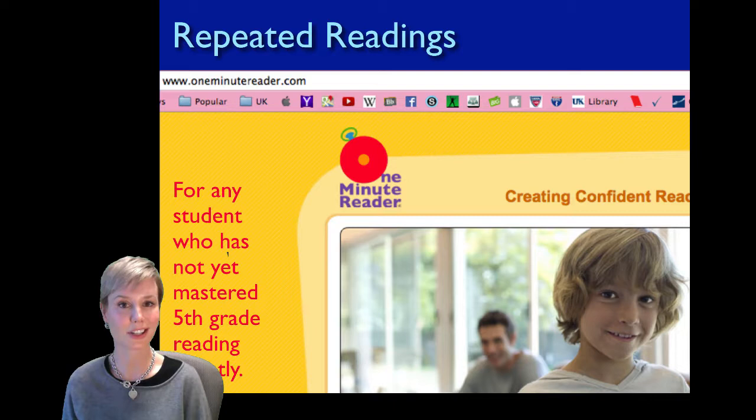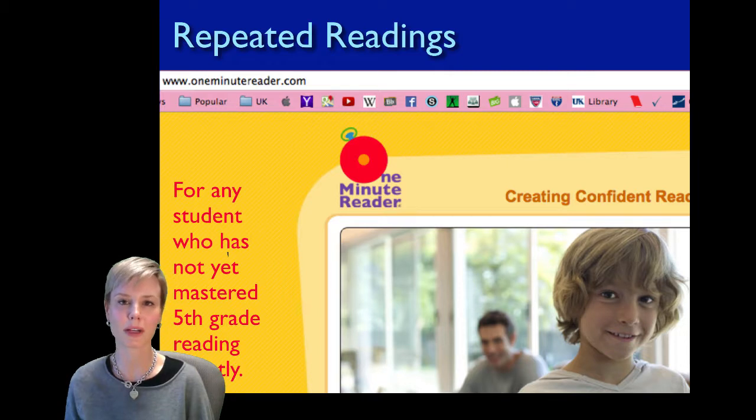Repeated reading is also an evidence-based intervention strategy, and there is a resource that I've used before called One Minute Reader. I used it when it was on CDs. Now it's an iPad app, but it allows the student to engage in and be involved in their own assessment and monitoring their own progress of reading.